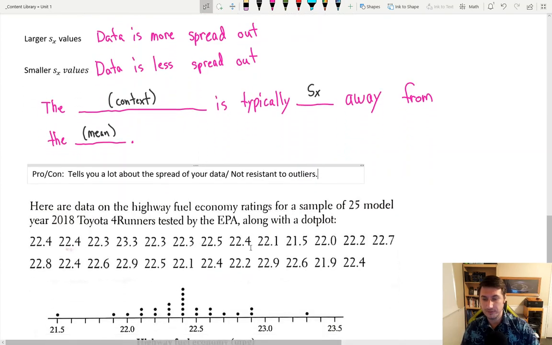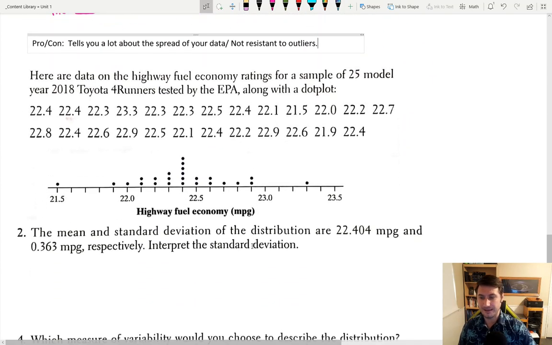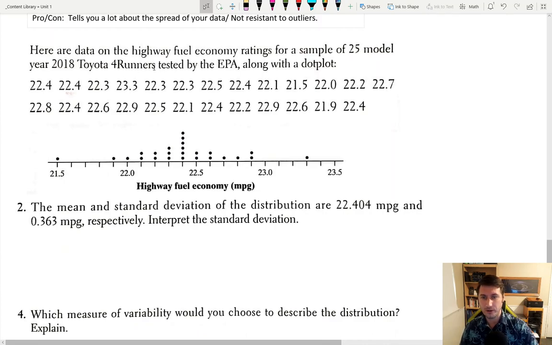All right, let's do one of these and practice writing that sentence. So we're back to the Toyota 4Runner question, and we have the dot plot, we have the data, and so here they're not making us calculate it, they are telling us the mean and standard deviation of the distribution are 22.404 miles per gallon and 0.363 miles per gallon respectively. Interpret the standard deviation. So I'm going to use that sentence frame, and just like in English, if you remember, they always tell you to restate the prompt. Same thing in stats. Always restate the prompt and you will sound like a genius.